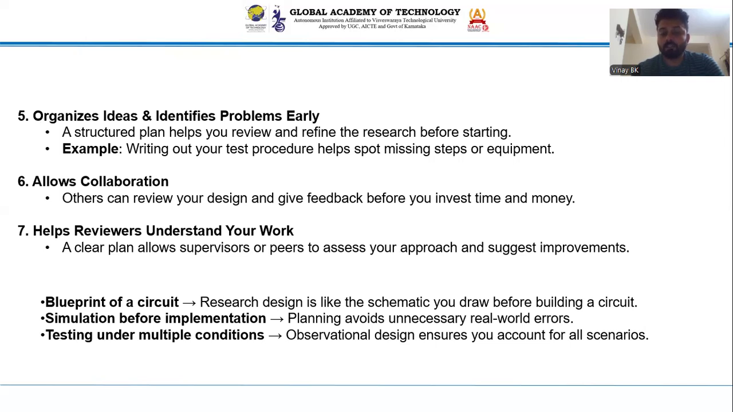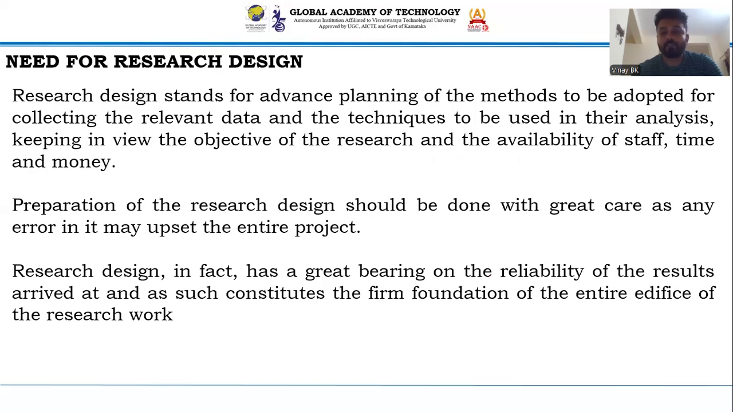If you consider a situation, a blueprint of a circuit is nothing but research design. It is like a schematic you draw before building a circuit. Planning avoids unnecessary real world errors. Observational design ensures you account for all the scenarios, that is testing, simulation. So these all are the need for research design. You can take a screenshot from the examination point of view.